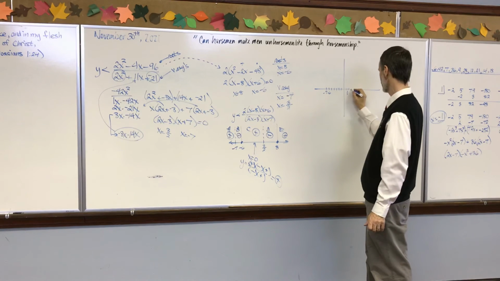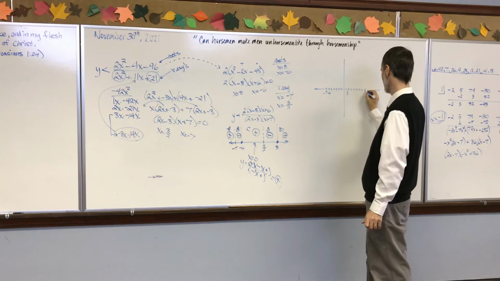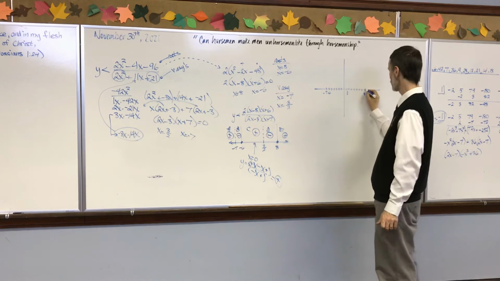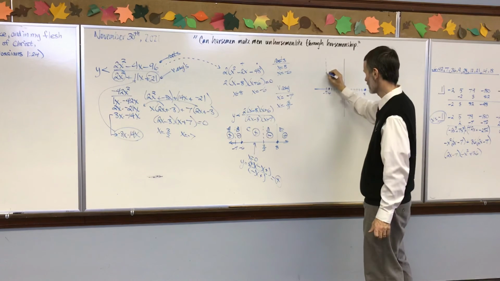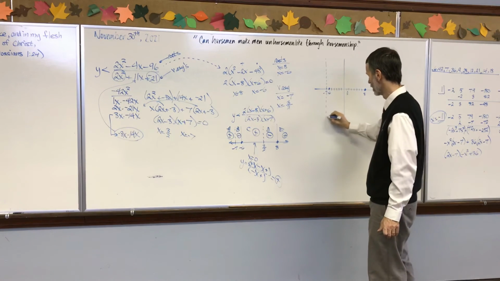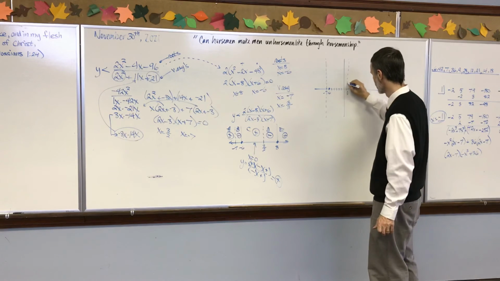And here's 2, 3, 4, 5, 6, 7, 8. Here's 8. So 8 is a root. -6 is a root. -7 is a vertical asymptote. And 3 halves is a vertical asymptote.